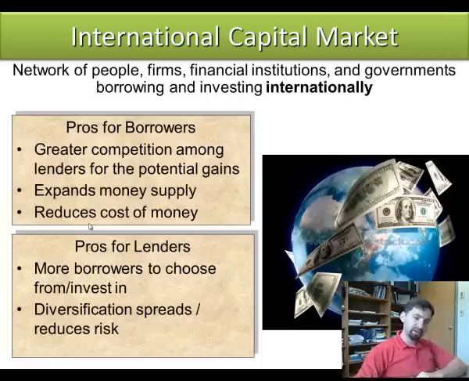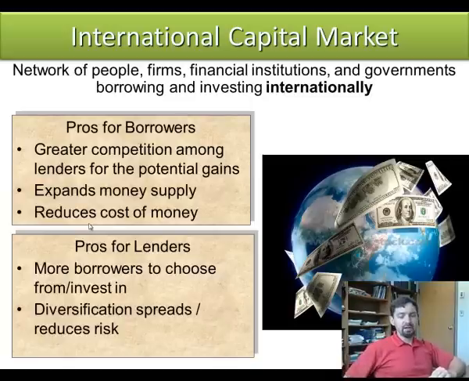So a bank here in the United States that is willing to take the risk and lend money to people in other countries may be getting much, much higher returns on their investment, on their loans. And so by going international, banks can make much more money on what they're doing, lending money.